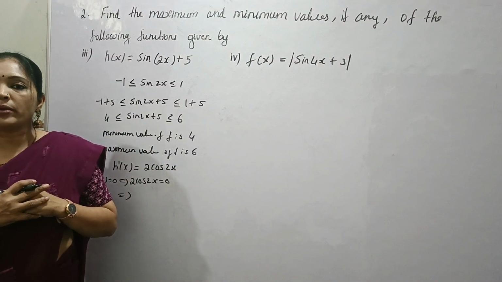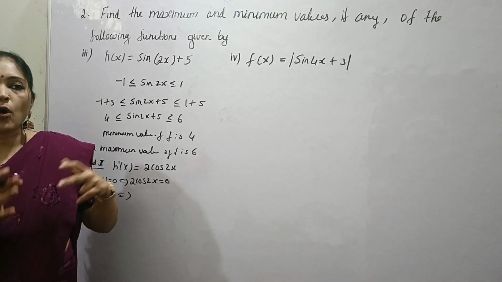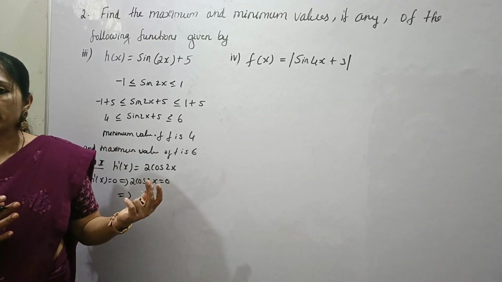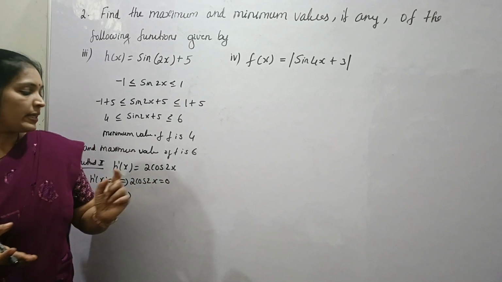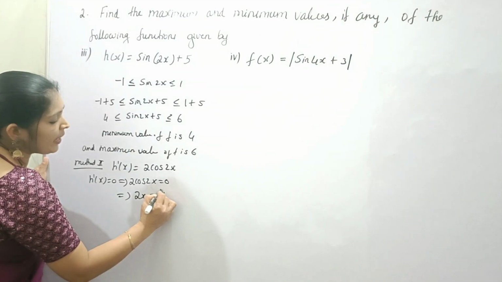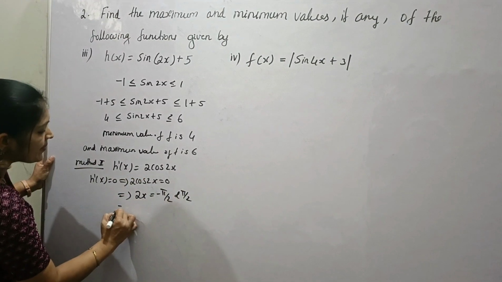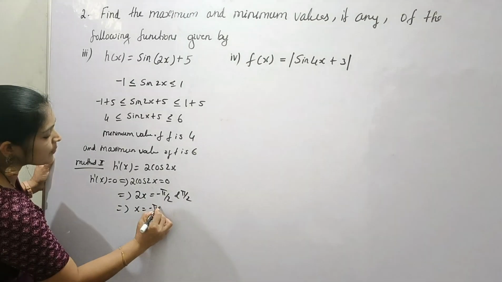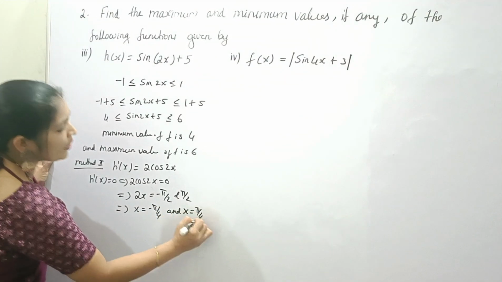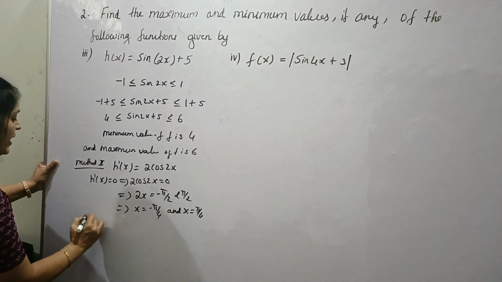Cos x is equal to 0 implies x is equal to pi by 2 or minus pi by 2. We know that cos of minus pi by 2 is 0, and cos pi by 2 is also 0. Therefore, we say 2x is equal to minus pi by 2 and pi by 2. That is, x is equal to minus pi by 4 and x is equal to pi by 4. Two critical points.